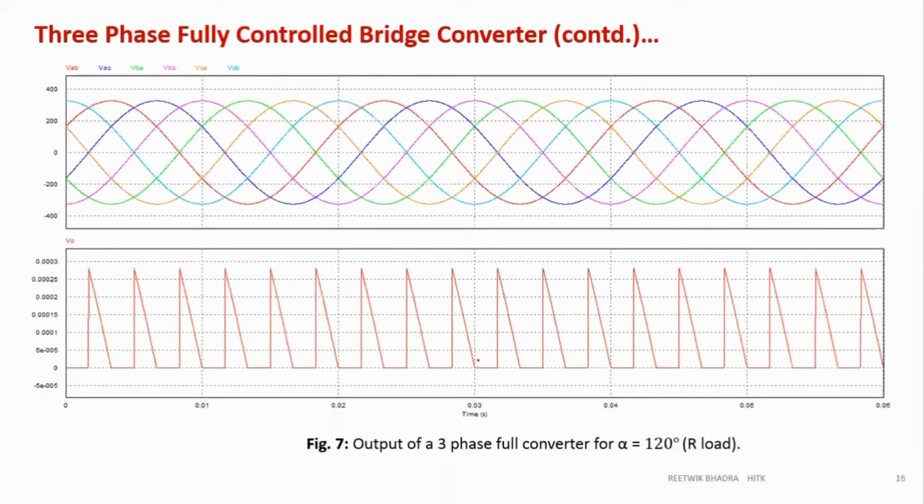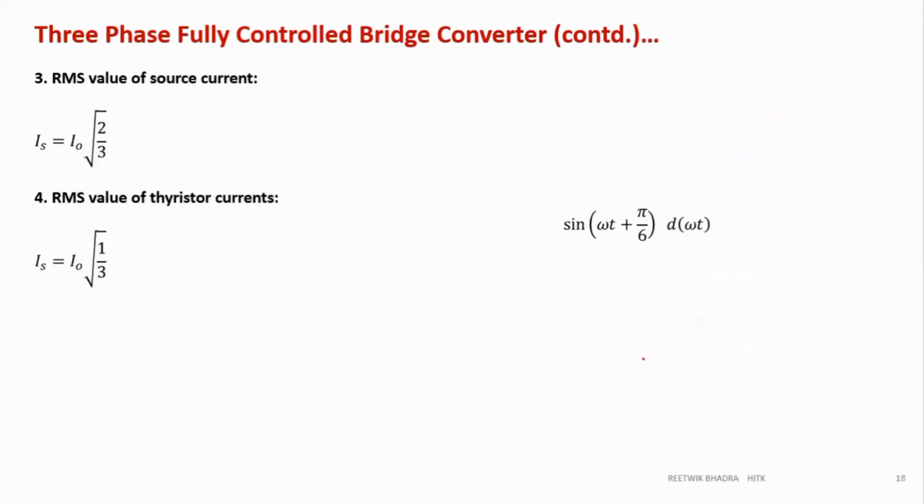And at alpha equal to 120 degree, we had seen that the voltage magnitude was becoming so small, and if you calculate the average value, it will be close to 0. So sometimes in many books or literature, you will find that it is mentioned as 0. And we had done some calculations.